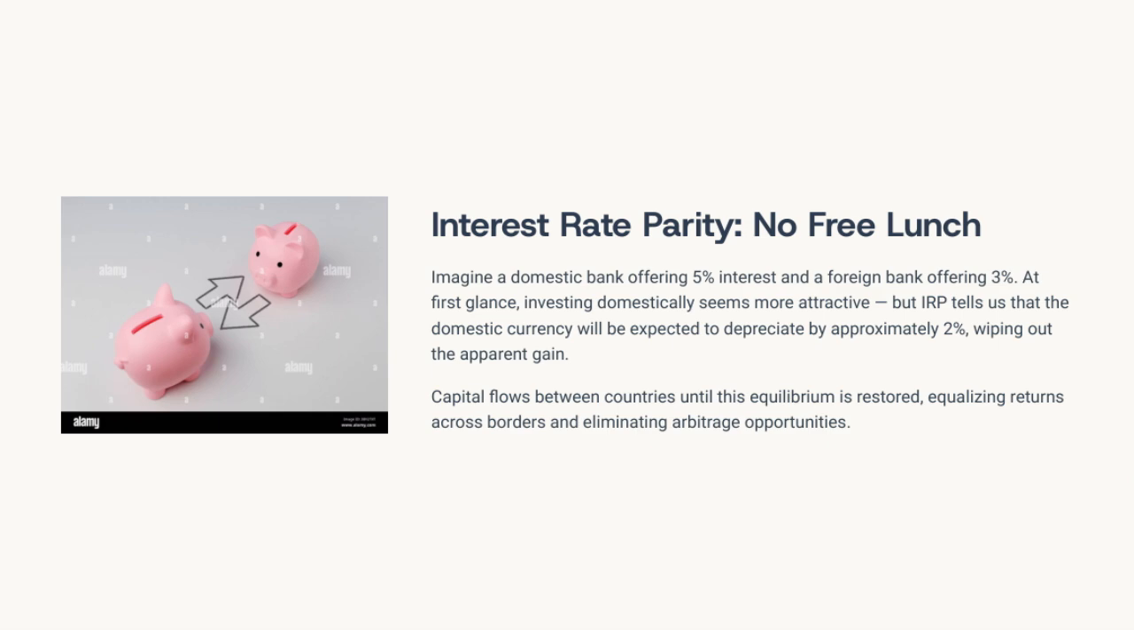The key takeaway is that IRP ensures there's no free lunch in international investing. You can't just chase higher returns without considering exchange rate movements. This concept ties into the broader theme of how global capital markets adjust to maintain equilibrium and prevent arbitrage opportunities.